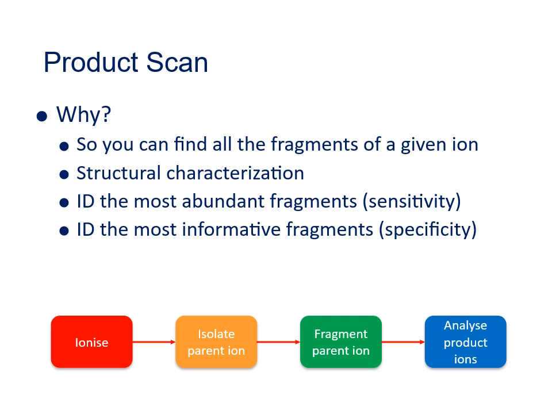So experimentally, why and when would you undertake a product scan? Well, the aim of this experiment is to help you find all the fragments of a given ion. And then there are 3 main things you might do with that information. The identification of the fragment ions might give you enough information to structurally characterize your original ion. Or possibly you're going to compare the fragments from this ion with other ions that you might confuse it with, in order to identify either the most abundant fragments that will give you the most sensitivity if you're trying to detect this molecule, or the most informative fragments that will most uniquely identify this molecule.